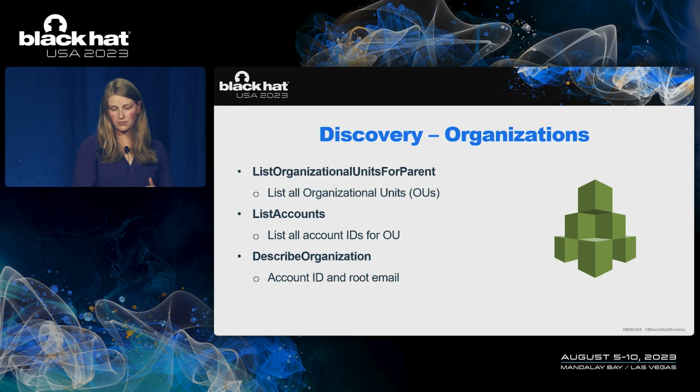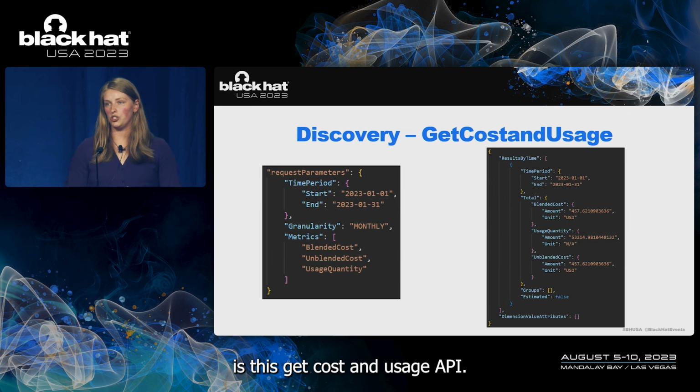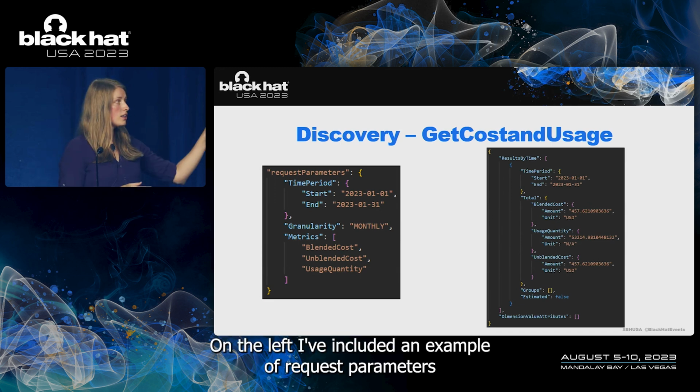The final piece of the discovery phase is this get cost and usage API. It might seem strange, but it again provides some interesting account details. On the left, I've included an example of request parameters.